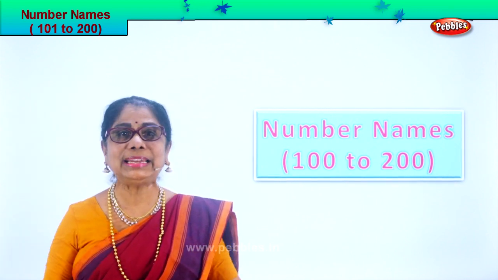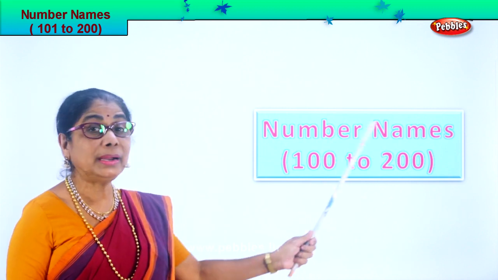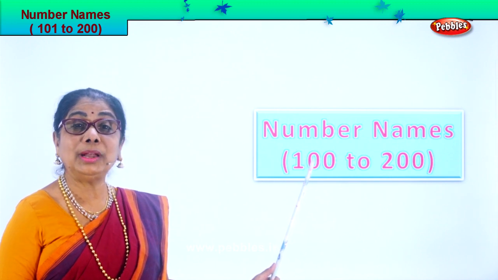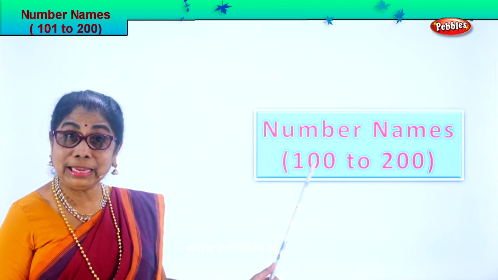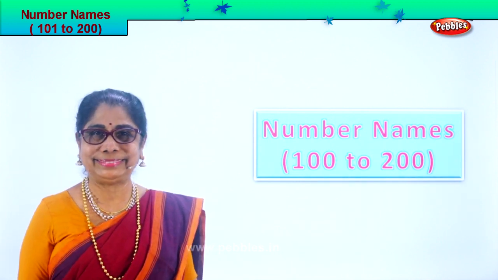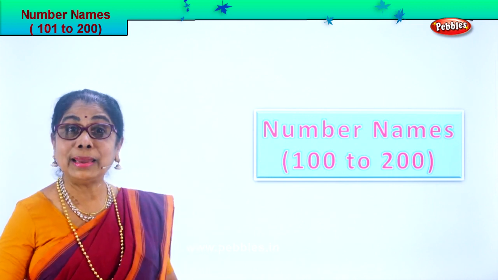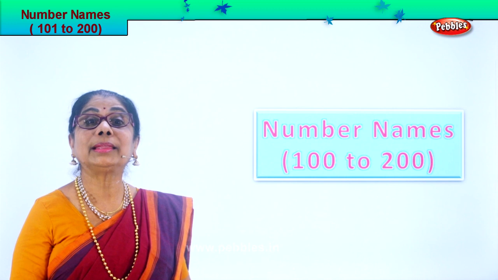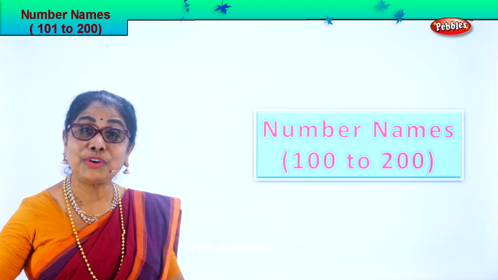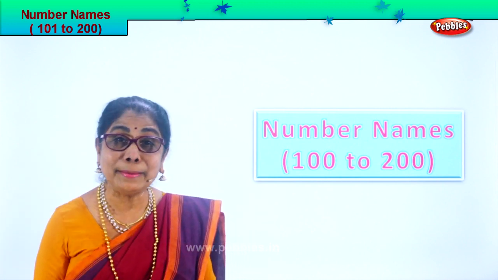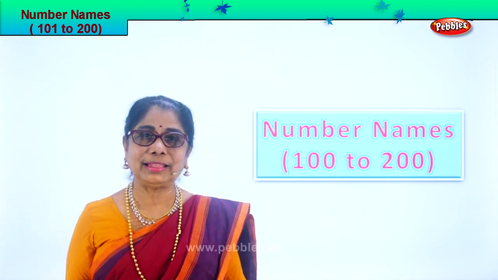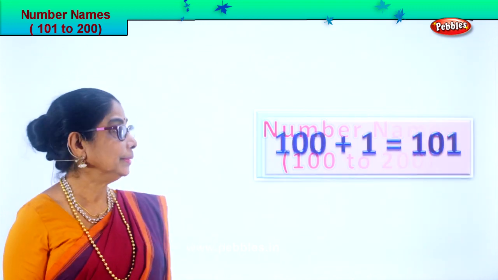Hi children, let us learn today number names from 100 onwards. We are going to learn numbers and number names from 100 to 200. Number counting, and you're going to see three-digit numbers, 100, 101. How it forms. It's very interesting because numbers are very exciting, isn't it? Let's look at the first set of numbers.